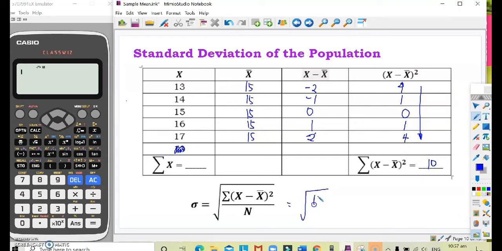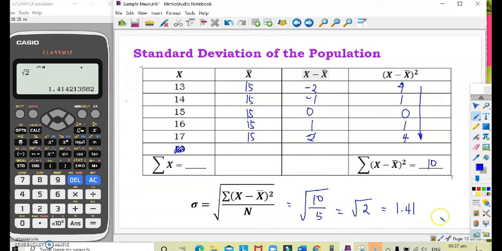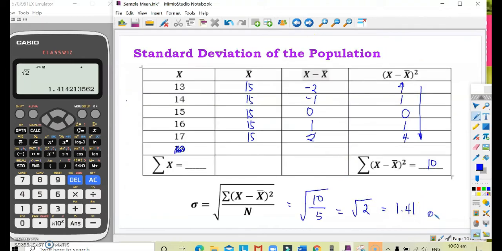It's the square root of 10 over 5, since we have 5 items, which is equal to the square root of 2. And the square root of 2 is about how much? In decimal form, that would be approximately 1.41. For uniformity, let's have the standard deviation in 2 decimal places. Okay, so there you go. Next, once we have the standard deviation of the population, let's explore further.